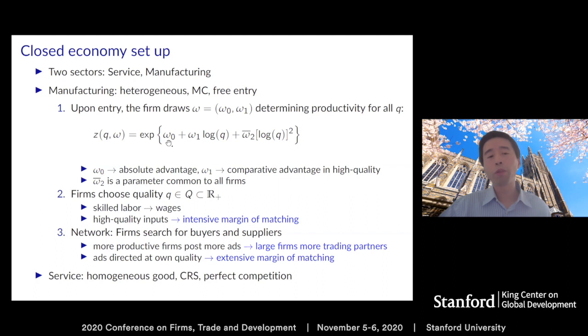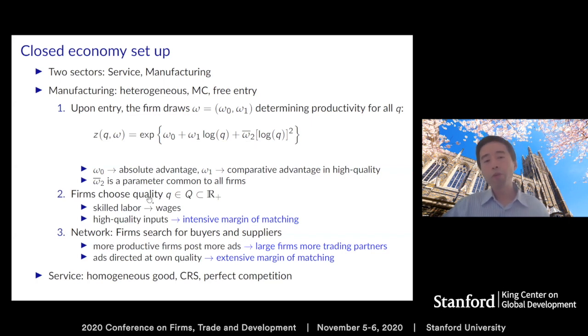And the omega zero is what we call the absolute advantage, in the sense that it will simply shift your efficiency up and down, conditioned on your quality choice. This is mostly for quantitative purposes. If you think about the model's essence, we can compress the omega zero and just take it out. In the data, since we'll be trying to match both the distribution of wages and sales, and their joint distribution, we need an additional degree of freedom, the omega zero. But the omega one is really the key thing that determines the firm's quality choice. And this omega two is a curvature parameter that makes sure that even with a very favorable omega one draw, your quality choice is always bounded.